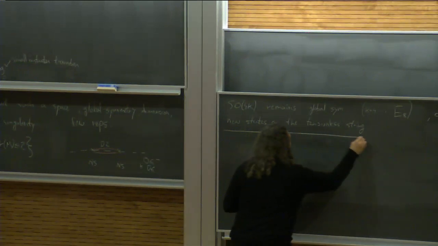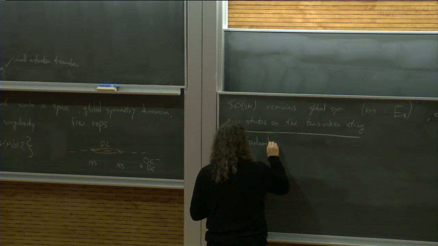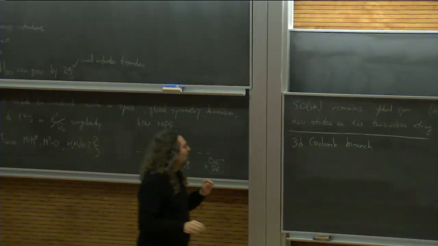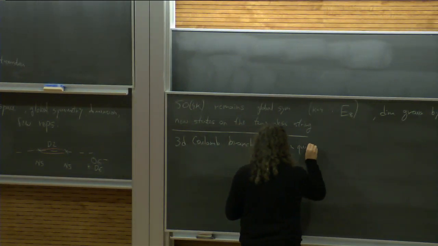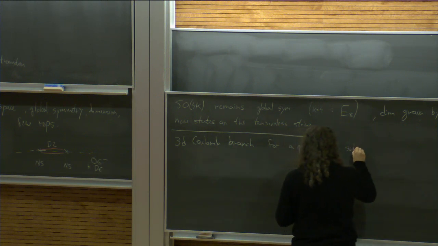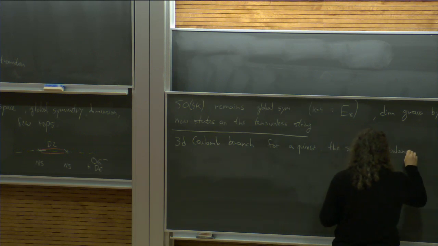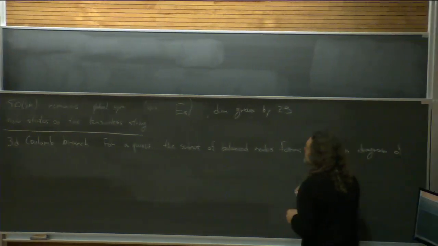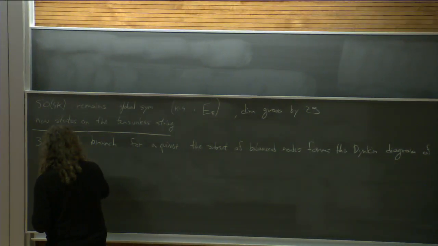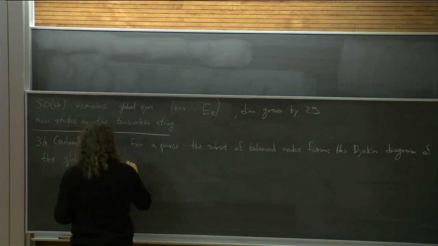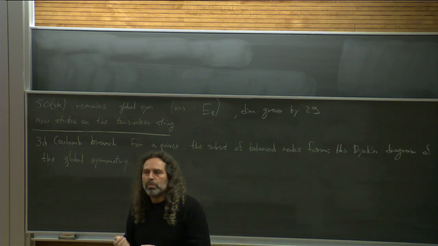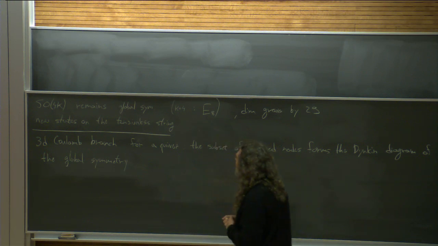Now, here, let me point something out in 3D Coulomb branches. This is a very important theorem which leads to the computation that we're going to see. So for a quiver, the subset of balanced nodes forms the Dynkin diagram of the global symmetry. This is a very important point, because if I know what is the global symmetry, I can construct a quiver and then compute its Coulomb branch and get the right moduli space.